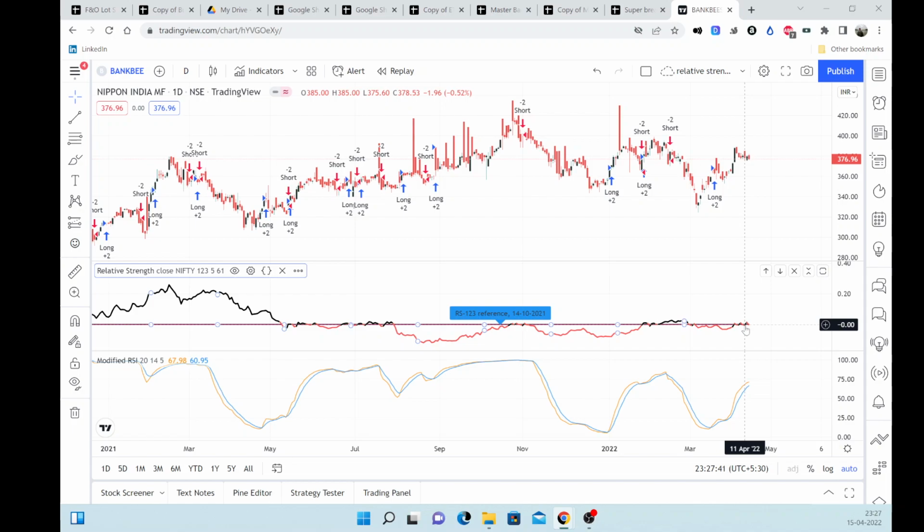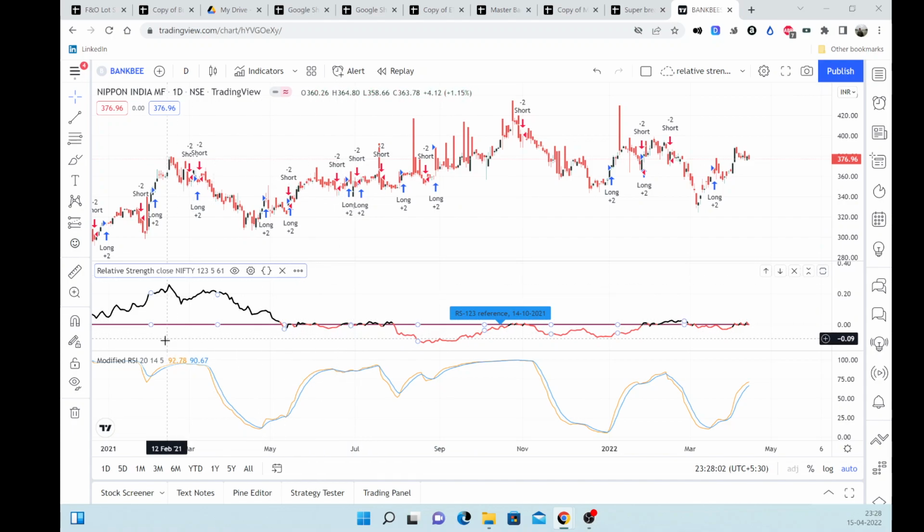So this can help you decide over the long term. I'm taking a daily chart. You can decide when you want to enter and when you want to exit. It's a good tool for assessing your time to entry and time to exit.